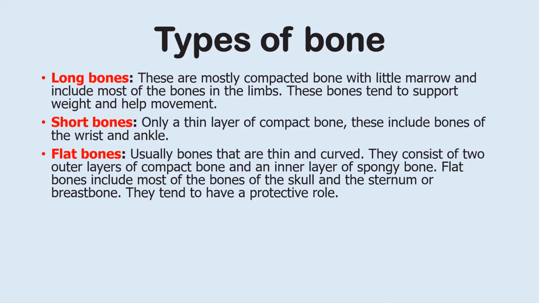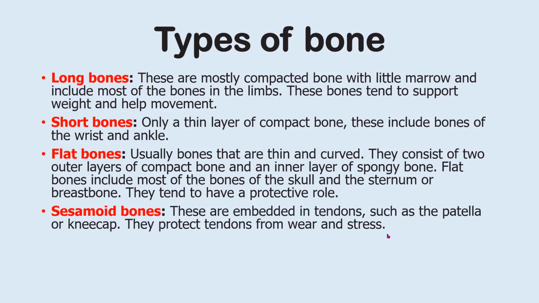We have flat bones. They're thin, they're curved, and they have two outer layers of compact bone and an inner layer of spongy section. And things like the skull, that is made up when we're born. There's a whole stack of them in the head. They're all flat, slightly curved. Our sternum, our breastbone, and they have a protective role.